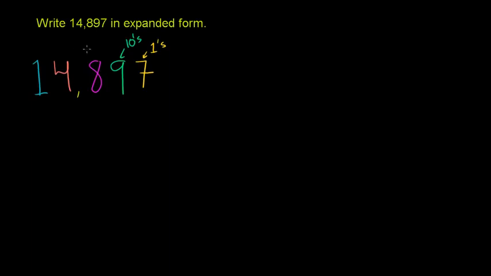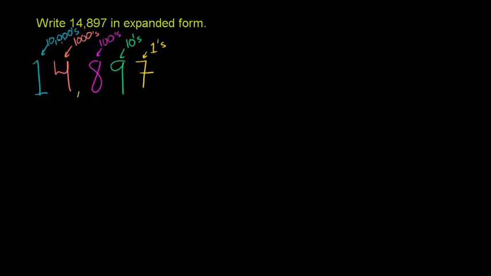The 8 is in the hundreds place. The 4 is in the thousands place. It literally represents 4,000. And then the 1 is in the 10,000s place. And you see, every time you move one place to the left, you're multiplying by 10. Ones place, tens place, hundreds place, thousands place, 10,000s place.